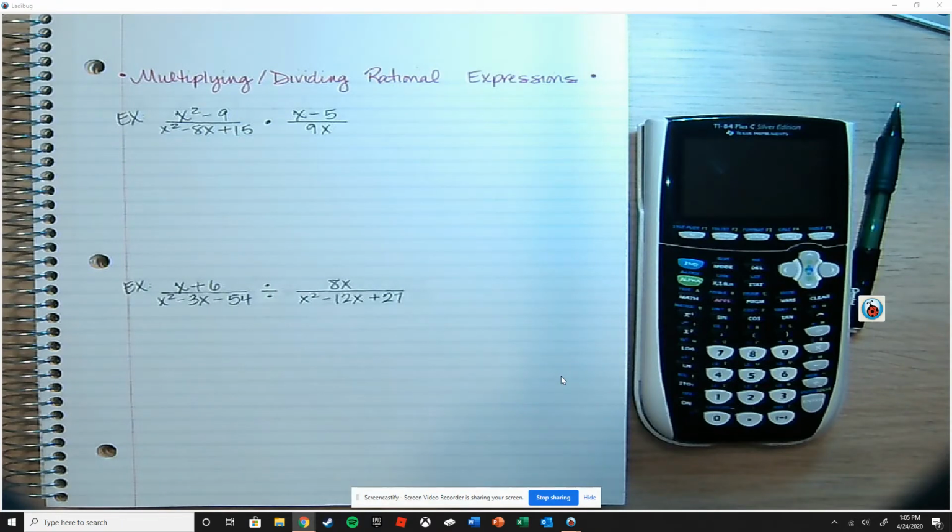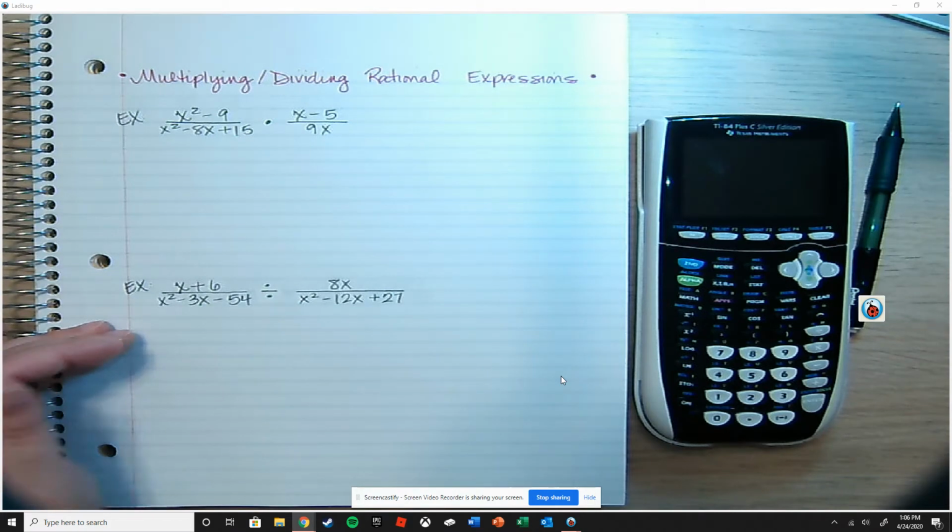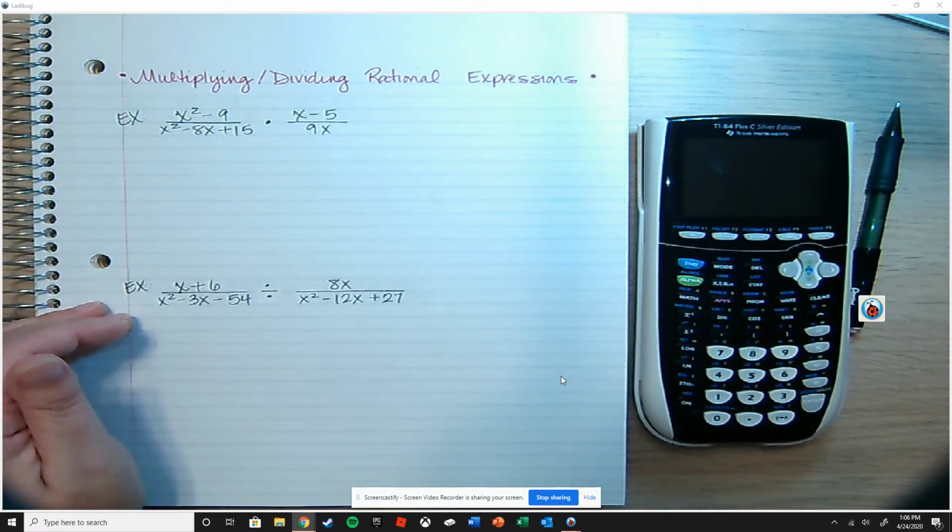All right, you guys. So we are moving on to multiplying and dividing rational expressions. It is still a process of factoring, okay? But you need to make sure you pay very close attention to what happens when I move from a multiplication problem to a division problem, because there's an extra step. It's the same process. It's all going to be based on whether or not you can factor it and then whether or not you can cancel it.